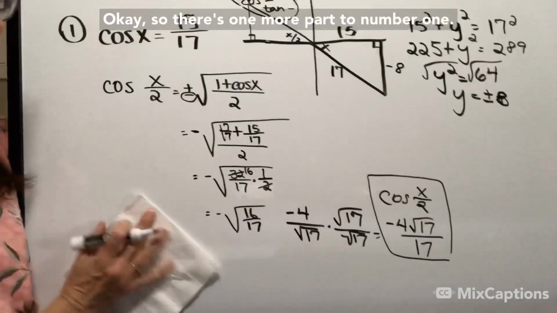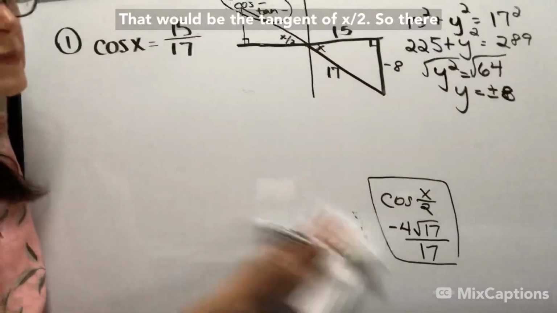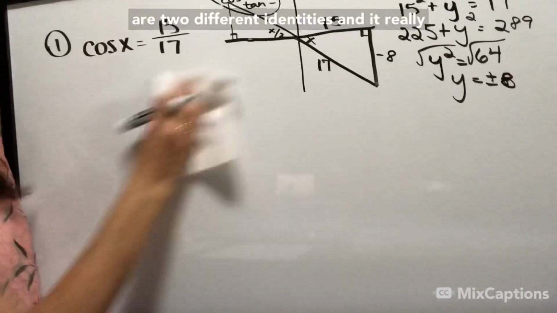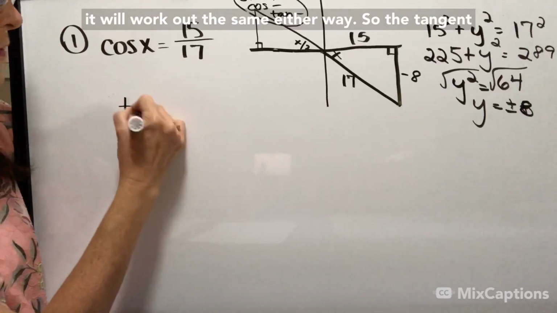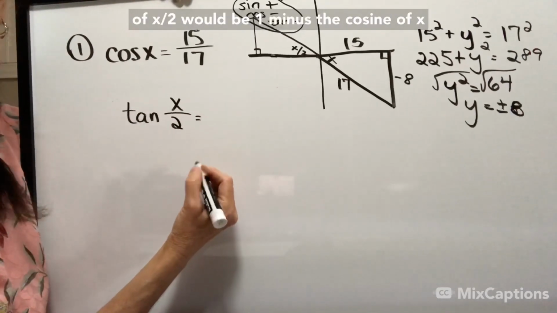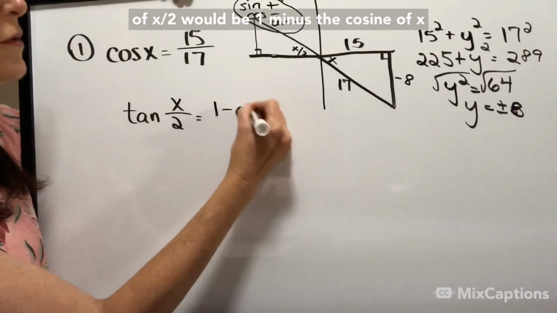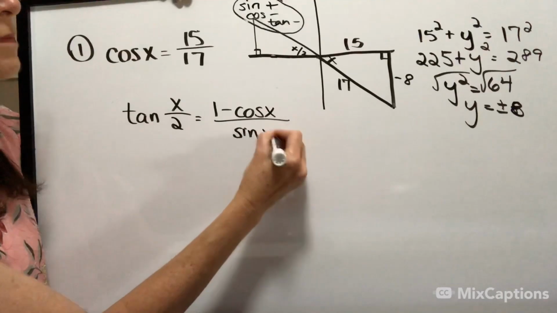Okay, so there's one more part to number 1. That would be the tangent of x over 2. There are 2 different identities, and it really doesn't matter which one you choose because it will work out the same either way. So the tangent of x over 2 would be 1 minus the cosine of x divided by sine of x.